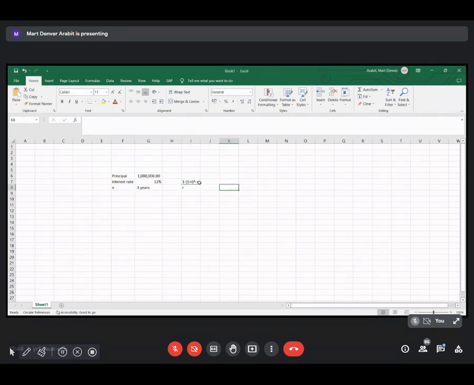So let's i-try natin i-compute siya by computing 1 minus 1 plus 0.12, which is yung interest rate natin, and raised to negative 3. Ito siya. Then, i-divide natin sa interest rate na 12%.